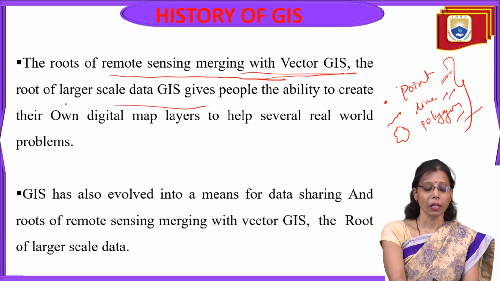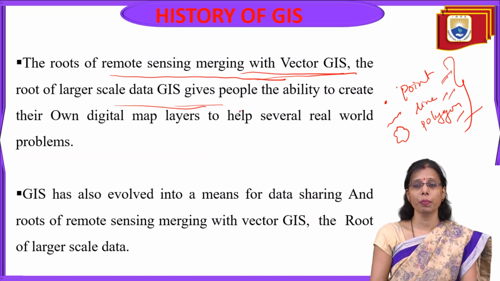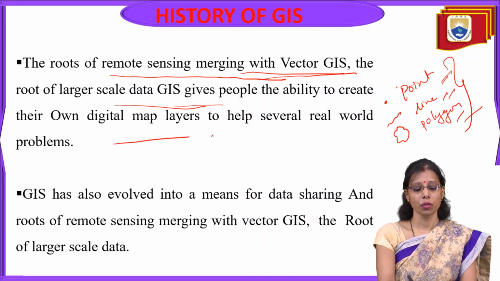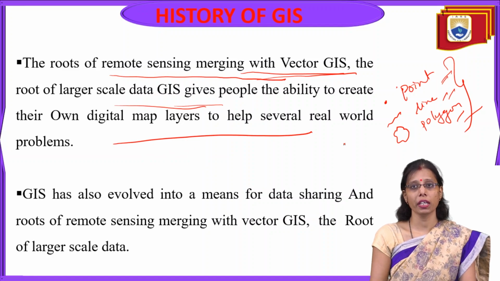And further, the root of larger scale data, GIS gives people the ability to create their own digital map layers to help solve several real world problems. So it will help us to create our own map with the help of point, line and polygon. These three types of features will help us to convert the remote sensing data to a vector GIS. So vector GIS is helpful to us to create our own map with these three features, and we can convert the analog data to a digital map with our own creation.